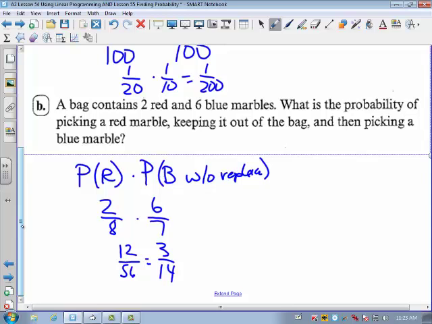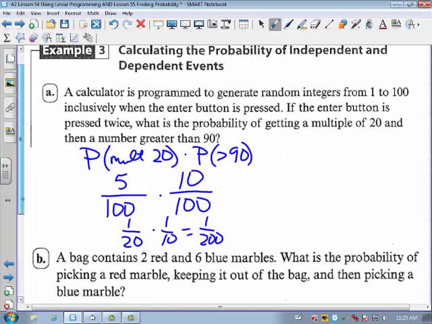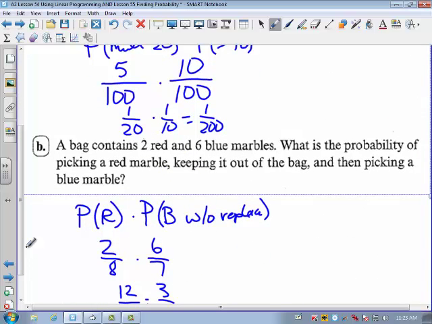Yeah? All right. Odds. If you want the odds of an event, it's a little different than probability, and sometimes we get them confused. The odds, you want the number of favorable over unfavorable. Okay? So favorable to unfavorable. On the last example, we were talking about 2 red and 6 blue. If I said, what are the odds of drawing a red marble? You would say 2 out of 6, which would be 1/3. Okay, 1 to 3. Odds, different than probability.